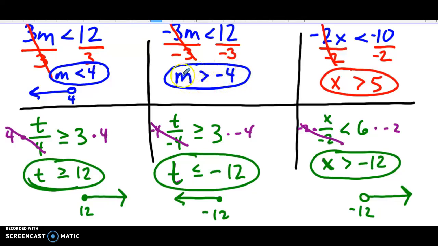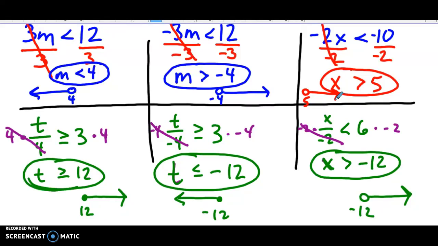If I come back up here to m is greater than negative 4, I'm going to put an open circle at negative 4 and shade everything greater, so to the right. And here I'm going to put an open circle at 5 and shade everything greater, so I'm shading to the right.